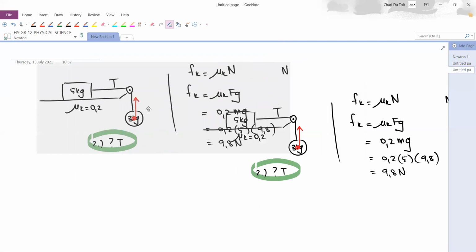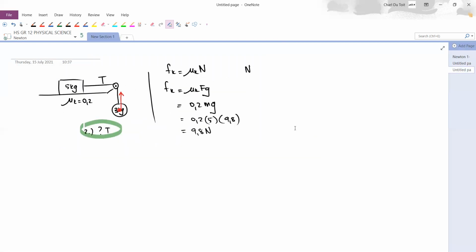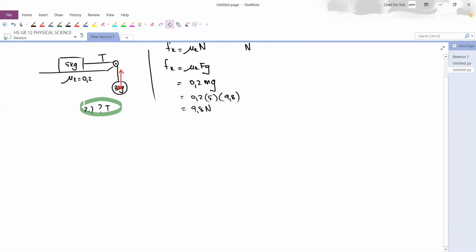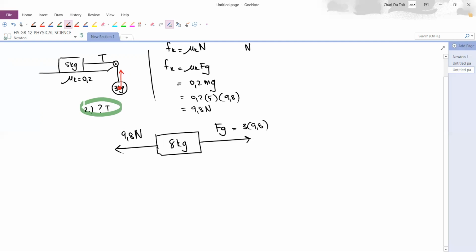So this is what we've just had. Now, there's an easy way of actually working out the acceleration. I'm just going to stick both blocks together. Make it an 8 kg block. Then I'm going to say, what are all the forces to the left and what forces do we have to the right? To the left, we only have a frictional force of 9,8 Newton. To the right, I have only the gravitational force of the 3 kg block, which is 3 times 9,8, and that is 29,4.